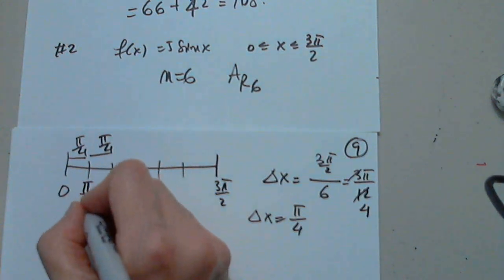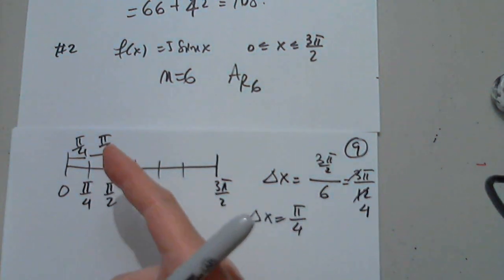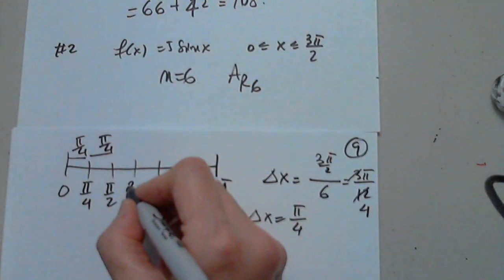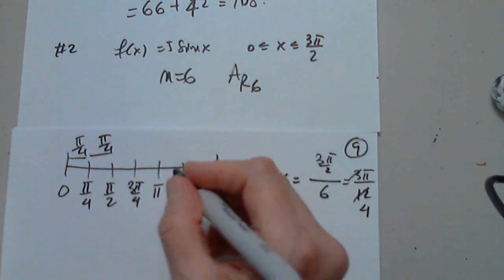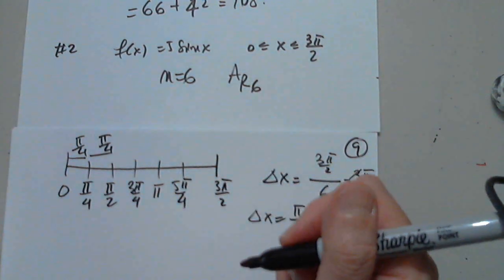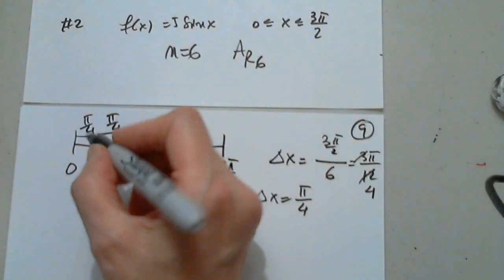So 0 to pi over 4. Pi over 4 plus pi over 4, pi over 2. 2 pi over 4, 3 pi over 4. 4 pi over 4, 5 pi over 4, and 6 pi over 4. Okay, and they want the right.